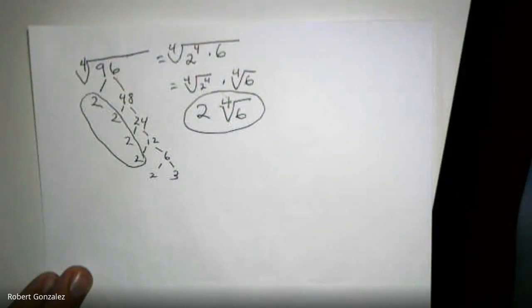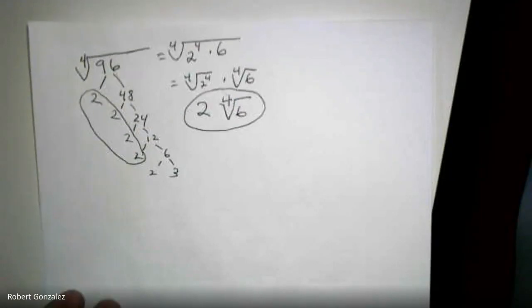Any questions? Do you need to see another one? Did you cross cancel the 4's to get the 2?